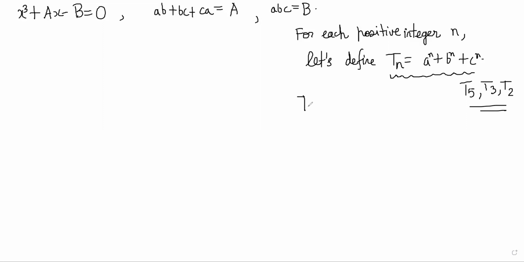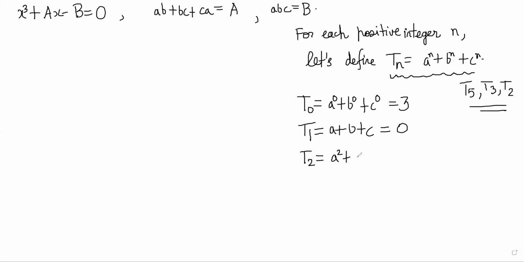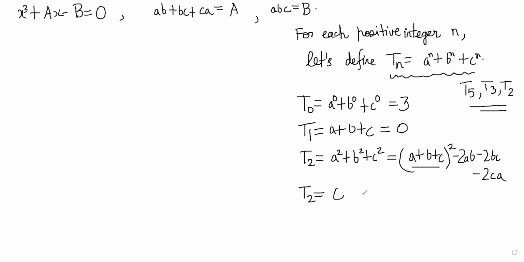Now you can see here, T(0) is equal to a^0 plus b^0 plus c^0, which is equal to 3. And what is T(1)? T(1) is a plus b plus c, which is equal to 0. That has been given in the problem. What is T(2)? T(2) is simply a^2 plus b^2 plus c^2, which is equal to (a plus b plus c) whole squared minus 2ab minus 2bc minus 2ca. Since a plus b plus c is 0, that becomes 0 minus 2 times (ab plus bc plus ca), that is called capital A. So minus 2 capital A is my T(2), right?